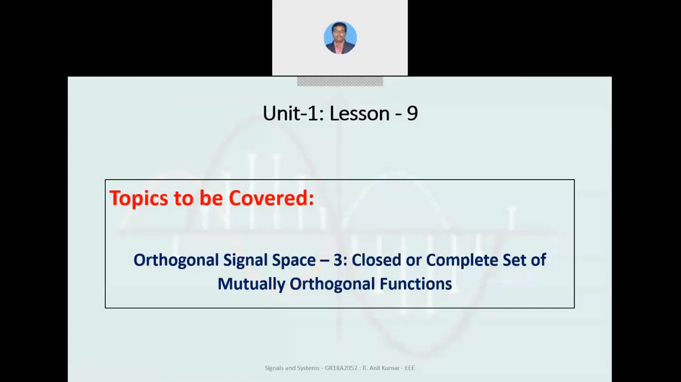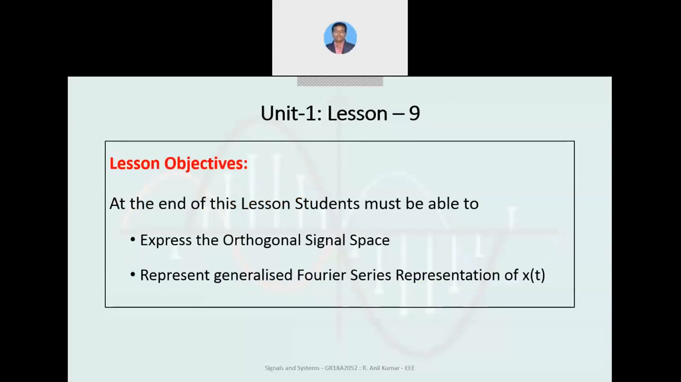In this lesson, we are going to cover the orthogonal signal space part 3, consisting of a closed or complete set of mutually orthogonal functions. So we are going to represent the complete set of mutually orthogonal functions. By the end of the lesson, students will be able to express the orthogonal signal space and how a generalized Fourier series representation can be given for a given function x of t.